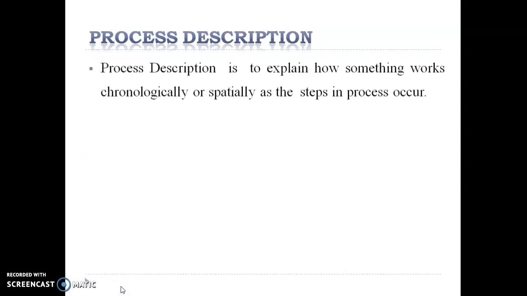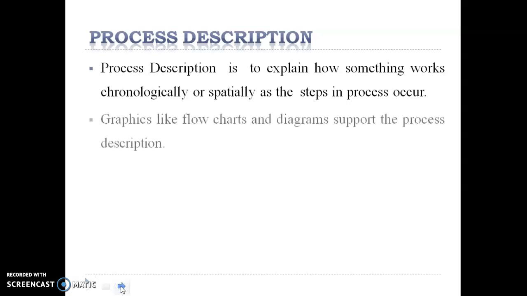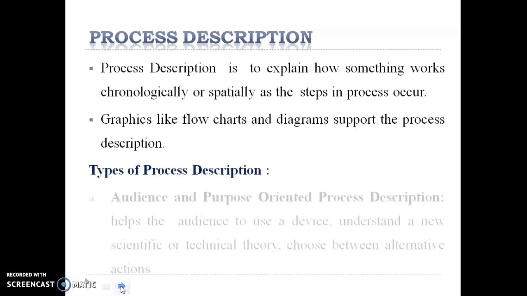Now, moving on to the next style, that is process description. A process description is to explain how something works chronologically or spatially as the steps in the process occur. So it's telling somebody how a process takes place. We can use graphics like flowcharts and diagrams to support the process description. There are three types of process description normally we use.